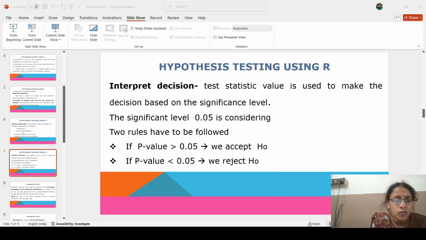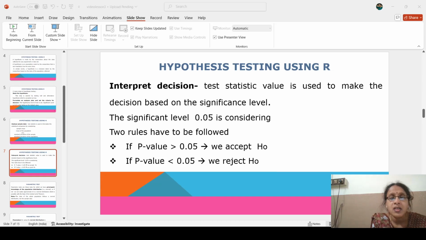We have four steps in hypothesis testing. One is state the hypothesis, second one is formulate an analysis plan and set the criteria for decision. State the hypothesis means here we are stating two hypotheses: one is the null hypothesis and the other is the alternative hypothesis, which is accepted as true.